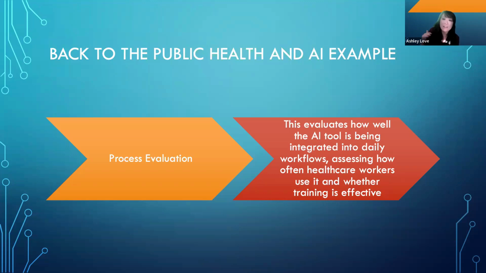So the process, we're assuming that the AI is already implemented and we're looking at the workflow. So the epidemiologists or people who are doing contact tracing are going out there. Are they more efficient because they have these tablets that show where these spikes are, and assessing how often healthcare workers use it and whether or not training is effective. So that's process evaluation.